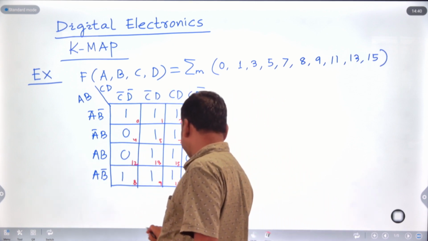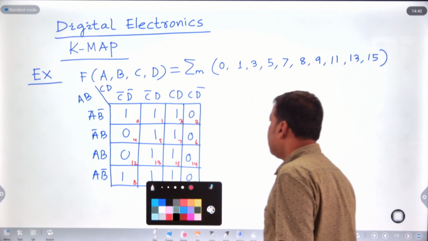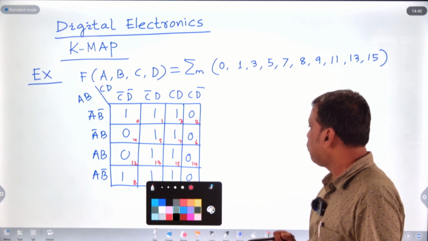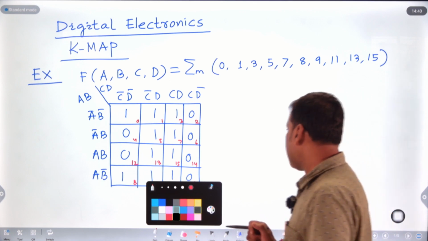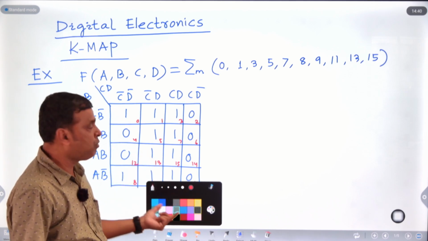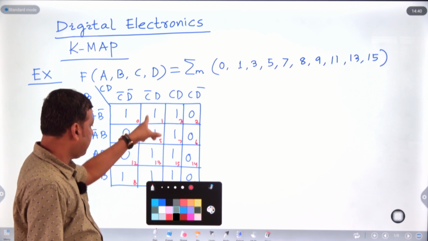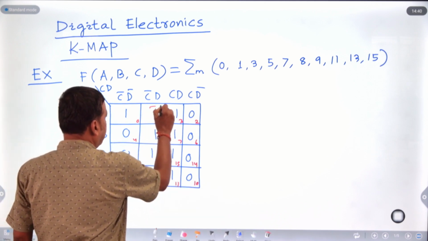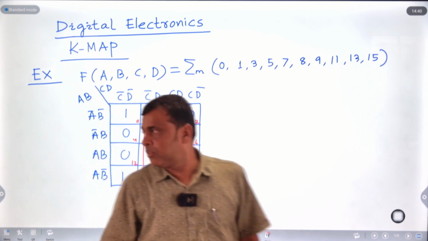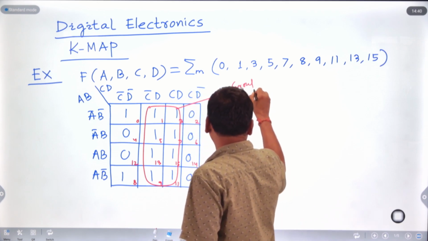Then we go for grouping. If there is an octet, a combination of 8 1s, you form an octet. If a large group is possible, you should avoid smaller groups; if an octet is possible, you have to avoid quad and pair. If you look here, these 1 1 1 1 and these make 8 1s, so you can form a group here. We can say one octet. This is group 1, or loop 1.